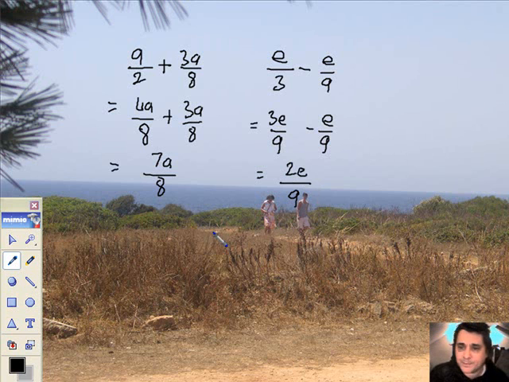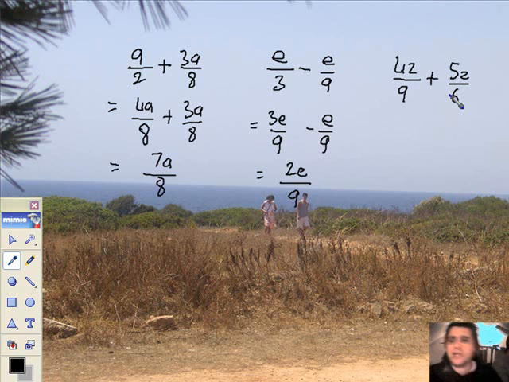I'll do the last one, put it over here, probably the most challenging one. I've got 4Z divided by 9 plus 5Z divided by 6. Now don't rush ahead and go 9 times 6 and mess it all up. The lowest common multiple of 9 and 6 is 18.